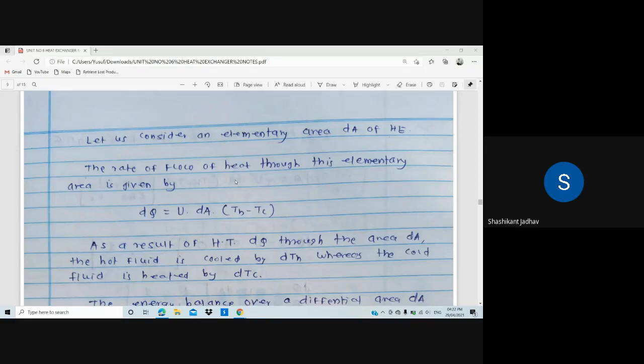Okay, so you write down, let us consider an elementary area dA of heat exchanger. जो काय एलिमेंट आपण कन्सिडर केलेला आहे त्याचा एरिया पण काय कन्सिडर केलेला आहे dA इतका, तेवढाच एरिया आपण फर्स्ट स्टेप मध्ये कन्सिडर करणार आहे. सो लेट अस कन्सिडर an elementary area dA of heat exchanger.